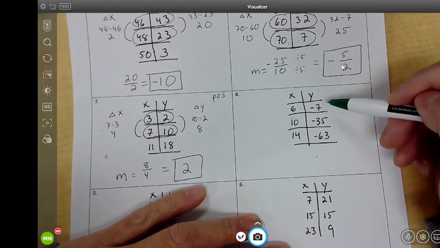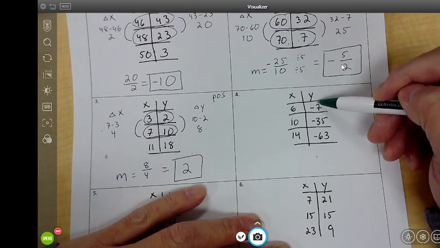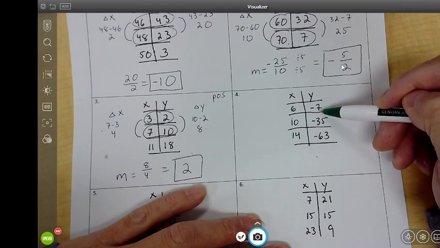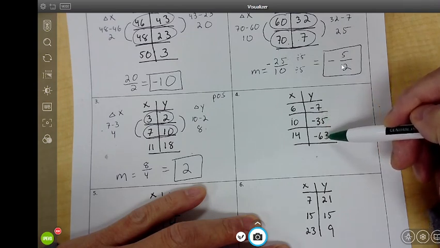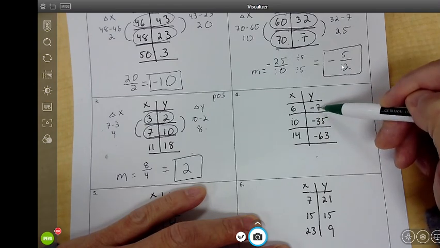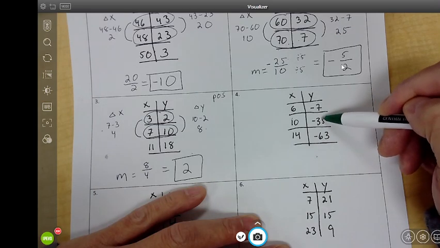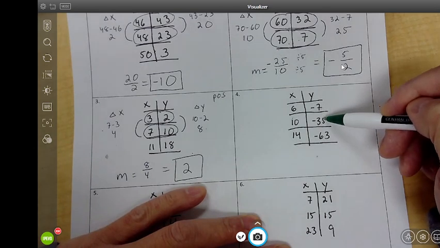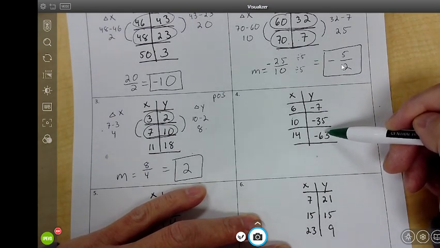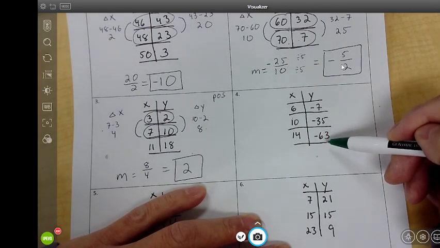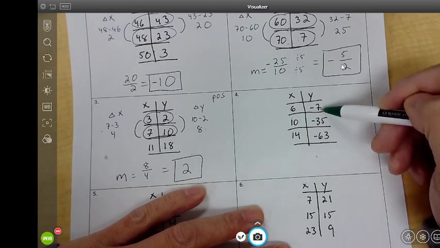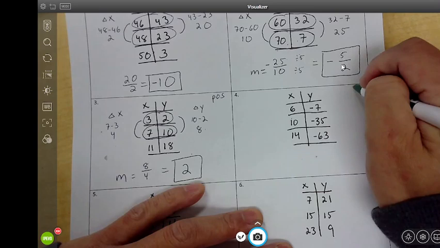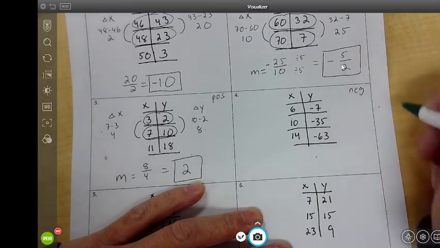Number 4 is a little tricky. So y, all of these are negatives, okay? And it looks like the numbers are getting bigger, but it's a negative number that's getting bigger. It's -7, -35, -63. So these numbers are actually getting smaller as you go down. You're getting a bigger negative every time you go down the column, right? It's turning into a bigger negative, so that means the numbers are getting smaller. So the slope is going to be a negative slope.